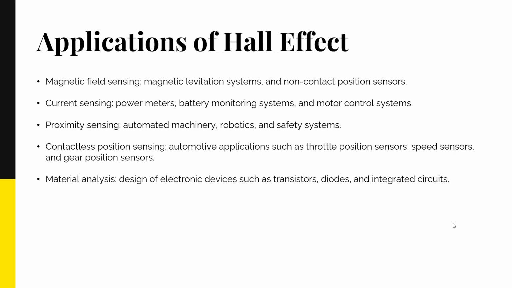Fifth, material analysis. The Hall effect is used in material analysis to determine the properties of materials such as resistivity, carrier concentration, and mobility. This information is used to design electronic devices like transistors, diodes, integrated circuits, etc. Some other applications of the Hall effect include magnetometry, semiconductor characterization, etc.